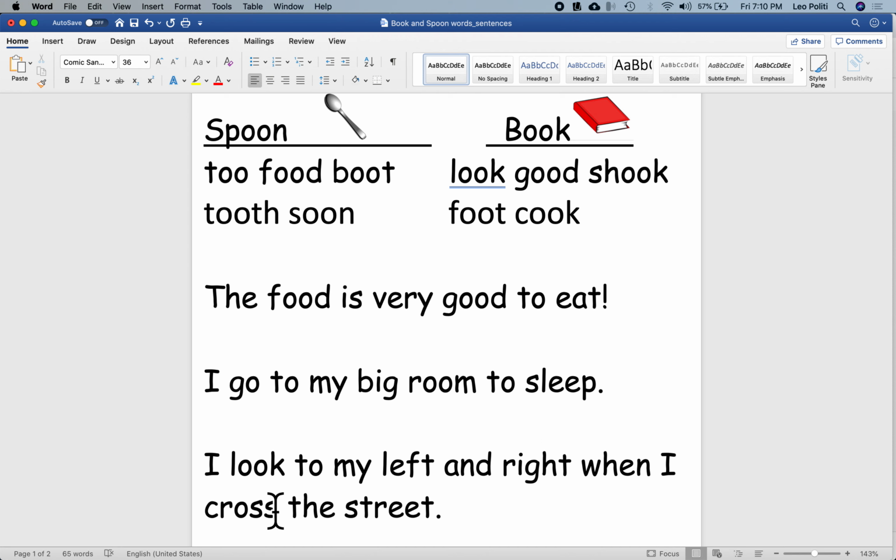And finally, I look to my left and right when I cross the street. This one you could say I look to my mom when she calls my name. Do you see how I made my own sentence with a little help from me? Okay?